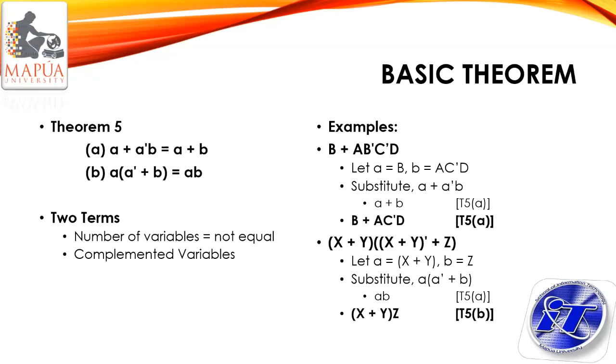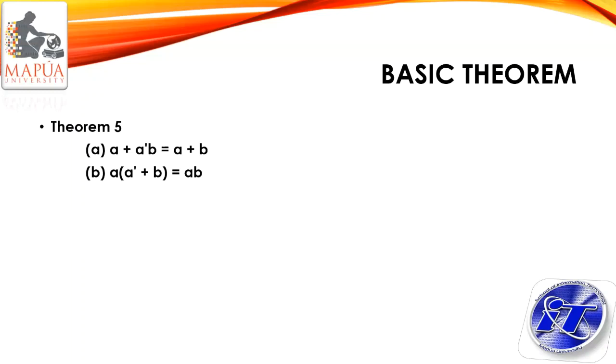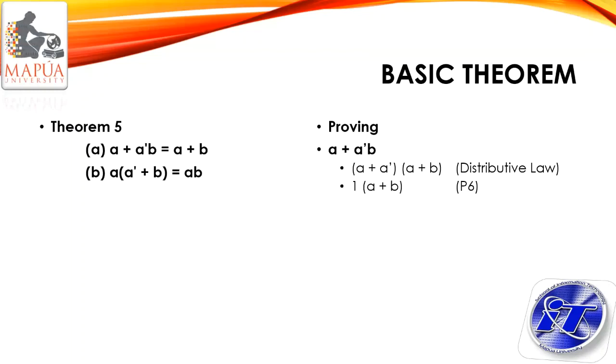And to prove that theorem 5 is correct, let's manipulate form A first. A plus A naught B, using the distributive law, we're going to get a factored form. So we have A plus A naught ANDed to A plus B. And we all know that A plus A naught is equivalent to 1 based on postulate 6. And anything ANDed to 1 based on postulate 2 is equivalent to itself, which is A plus B. And this is the same as the right side of the given theorem for form 1.